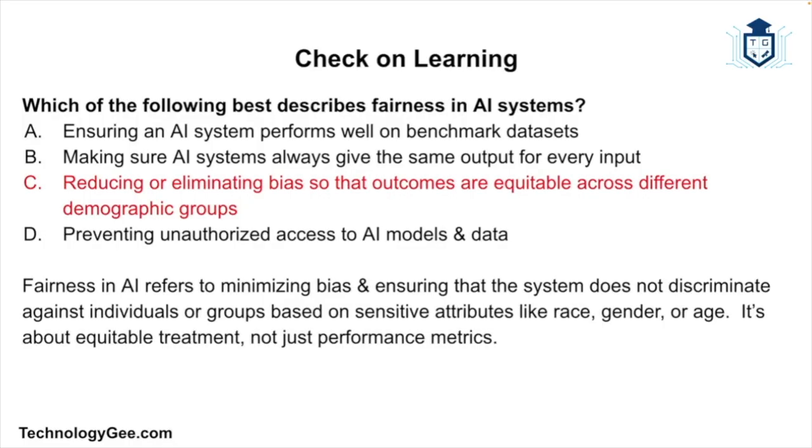And the correct answer is reducing or eliminating bias so that outcomes are equitable across different demographic groups. So, fairness in AI refers to minimizing bias and ensuring that the system does not discriminate against individuals or groups based on sensitive attributes like race, gender, or age. It's about equitable treatment, not just performance metrics.